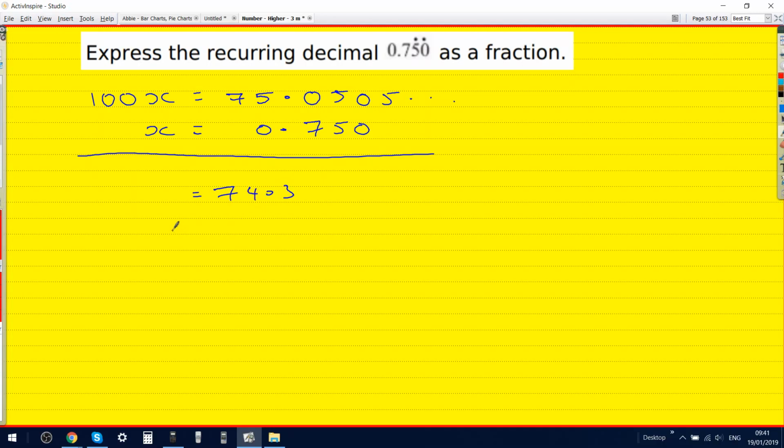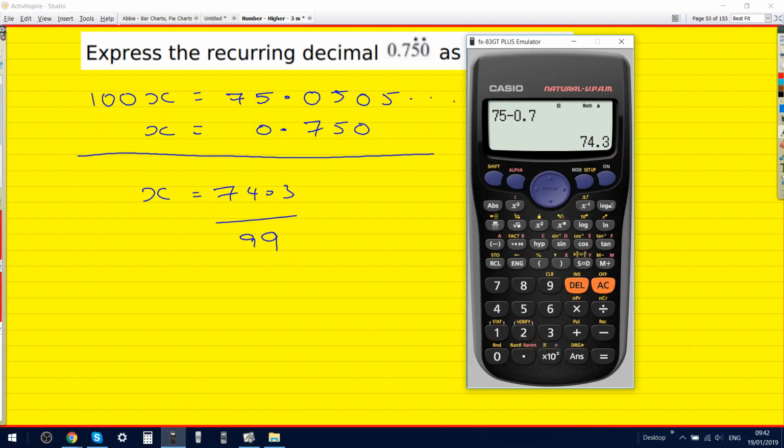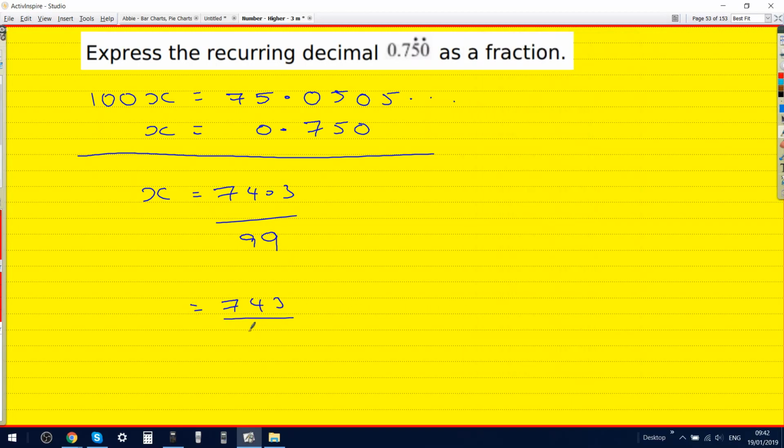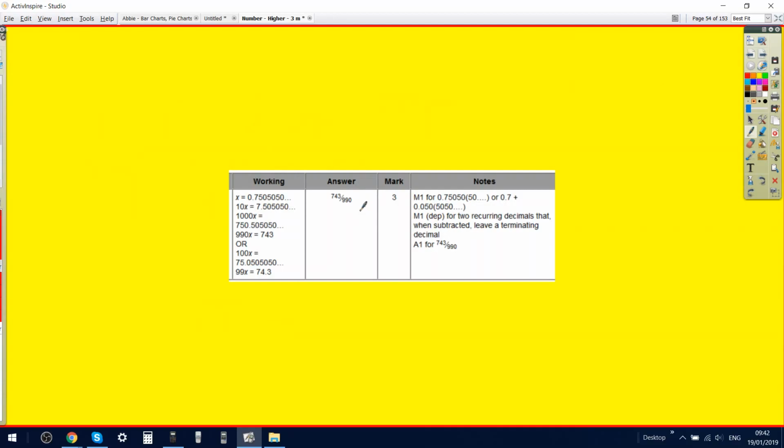And then would you do 74.3 divided by 100? No, sorry. So that's 99x, and then divide that by 99. Yeah. And is that its simplest form? No. Okay, so put it in the calculator because part of it is a decimal. And 743 over 990. 743 over 990. But you did that.